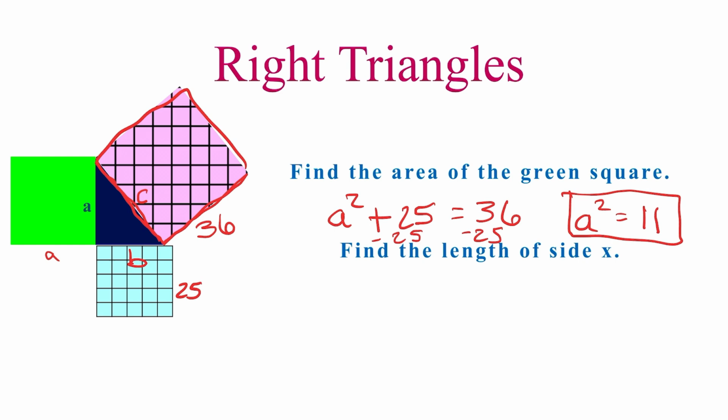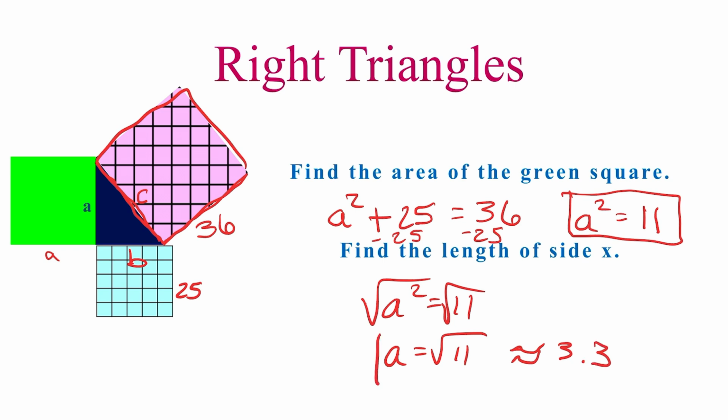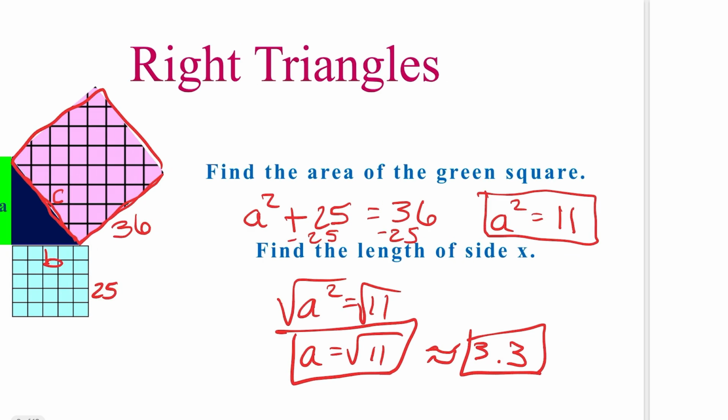But for the length of side A, we have to take the square root of this. So if a squared equals 11, we do the square root to get a. So a equals the square root of 11, which is 3.3. That's an approximate answer. So you can leave it in root form like that. That's a perfectly acceptable answer. If you want to write it as a decimal, use the calculator, round it to 1/10, okay?